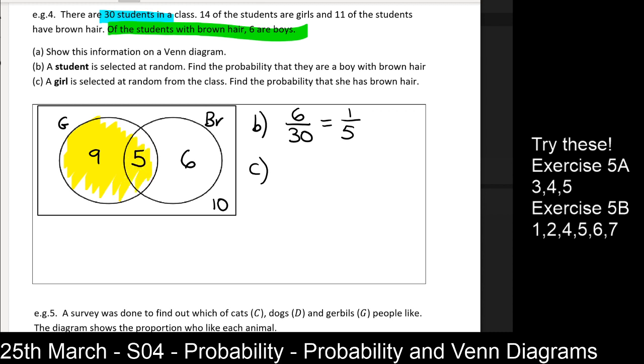Okay, so there's 14 girls altogether. I'm restricting it now because I've selected a girl. So I'm restricting this to 14 students, the 14 girls. Of these 14, 5 of these have brown hair. So that's what goes on top of my fraction.